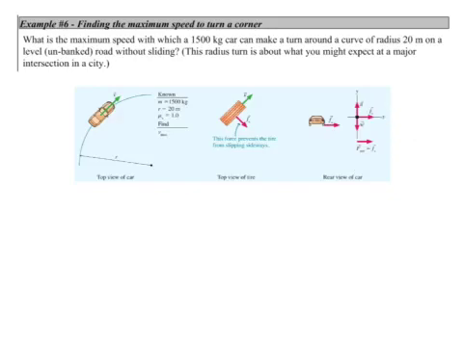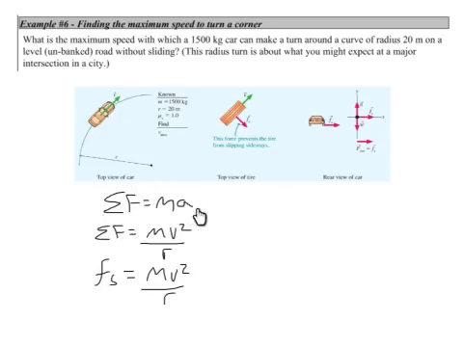So going around a curve in a car, it is the static friction of the road on the tire that provides the centripetal force to allow us to change direction as we go around the corner. So Newton's second law tells us that our net force is equal to mass times acceleration. Because we're going around a circle, we know that this is a centripetal acceleration, so we have mv squared over r. That centripetal force is provided by the static friction force, so our static friction here is equal to mv squared over r.